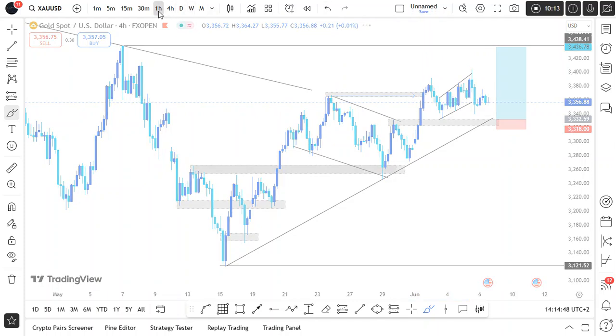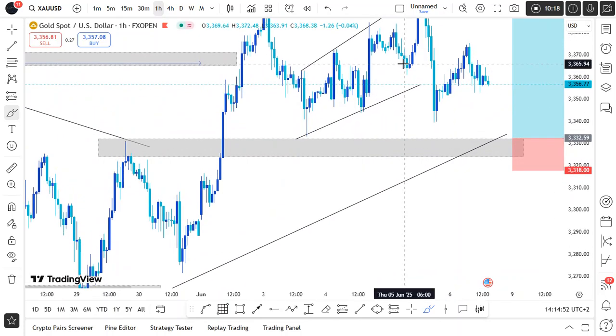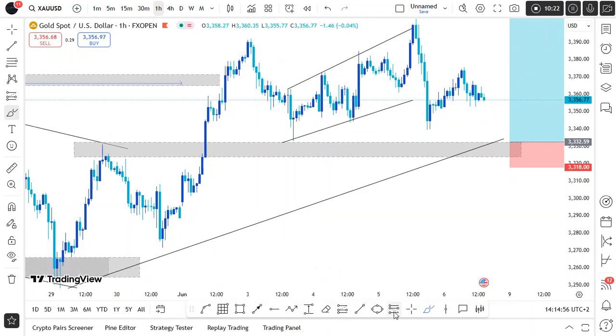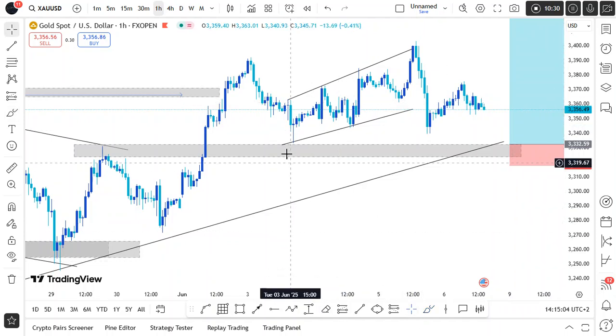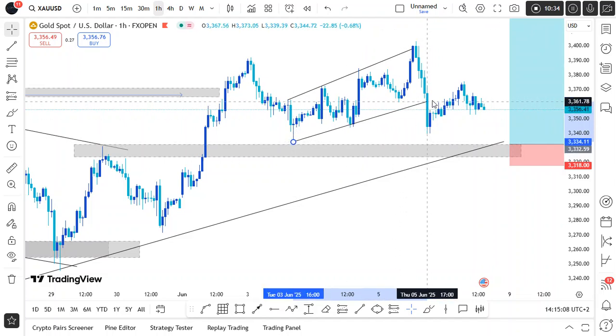And when I move to the 1 hour, this is where the deep work starts. This is where the price action starts to align. So on gold we can see that we are forming into this pattern, which at first is this ascending pattern.